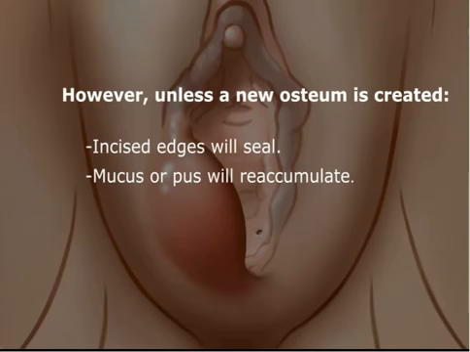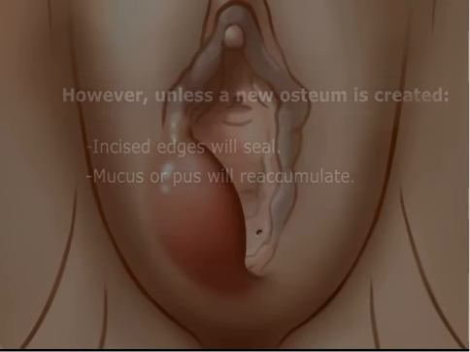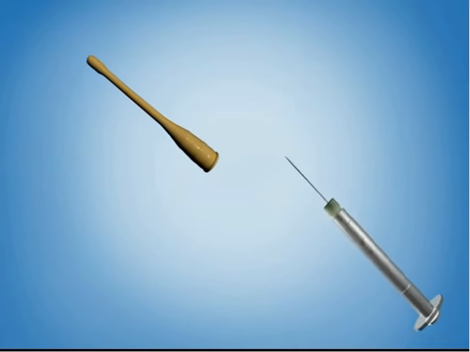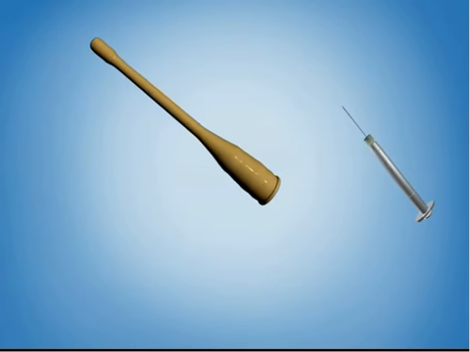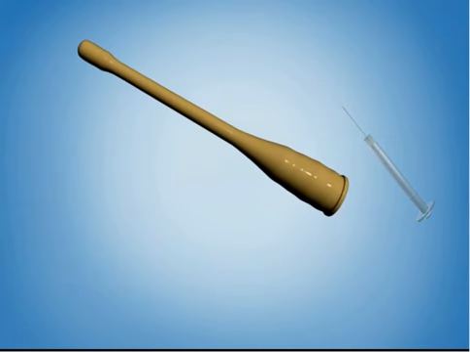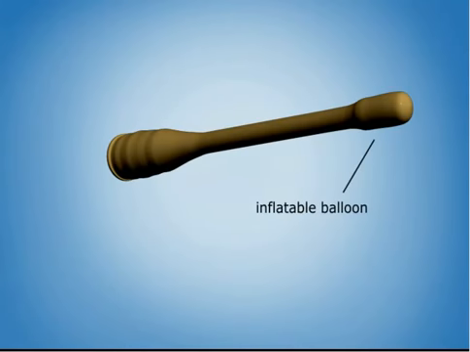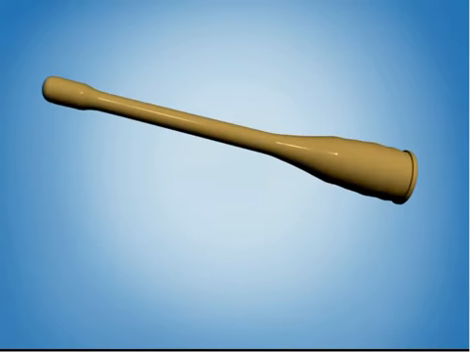However, unless a new duct ostium is created, the incised edges following incision and drainage will seal, and mucus or pus will reaccumulate. Thus, the goal of Bartholin gland duct incision and drainage is to empty the cystic cavity and create a new epithelialized tract for gland drainage. For this purpose, a Word catheter is used. This catheter appears similar to a very small Foley catheter. It is constructed of a 1-inch latex tube stem that has an inflatable balloon at one end and a saline injection port at the other.